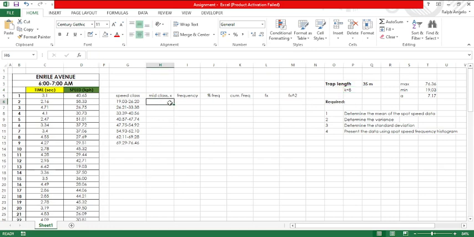For your mid-class x, there are two possible ways for us to solve for the mid-class. You can get the average between the upper and the lower limit of your speed class, divided by 2. Or you can divide the a by 2 and then add it to the lower limit. So if you wanted to get the average, then you can just have it in here, 19.03 plus 26.20 divided by 2. Then you'll get in here 22.615 as the mid-class.